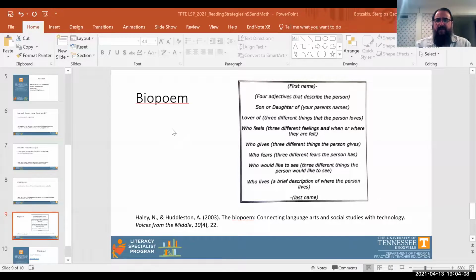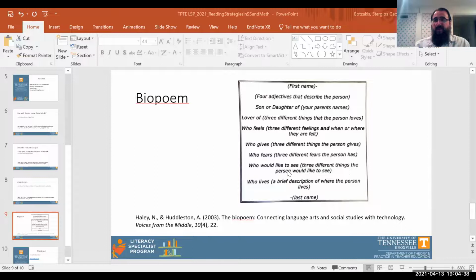Poetry sounds like a scary thing because people think it's got to get really technical. Here is the format for a biopoem, and I usually use this as a type of research, honestly, because you need a first name, four adjectives that describe the person, son or daughter, who are their parents, what do they love, what do they feel, what do they give, what do they fear, what would they like to see, where do they live, and then you give a last name.